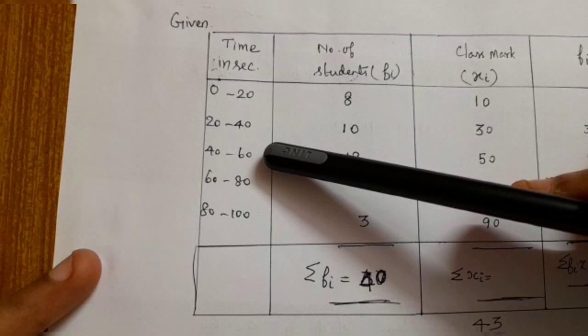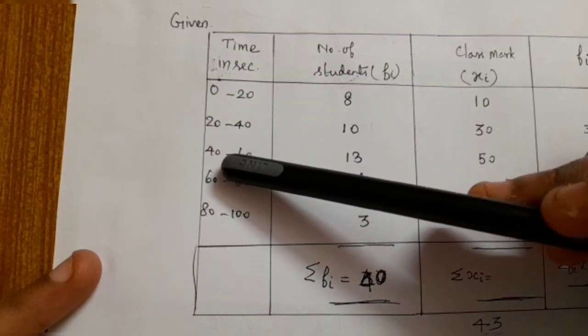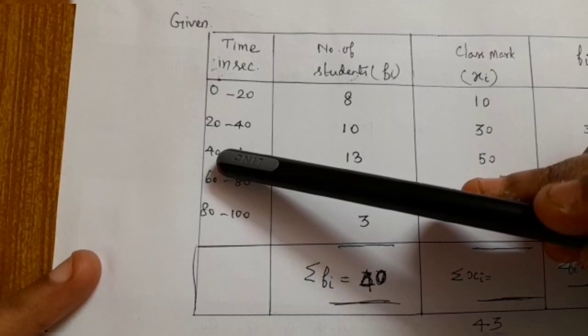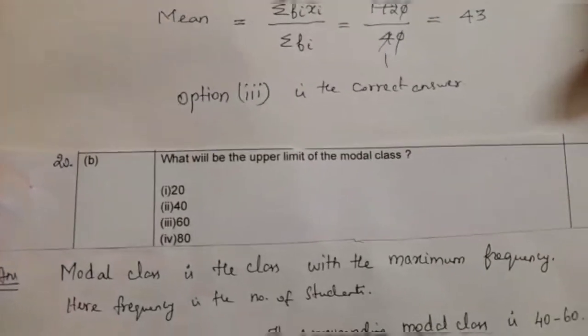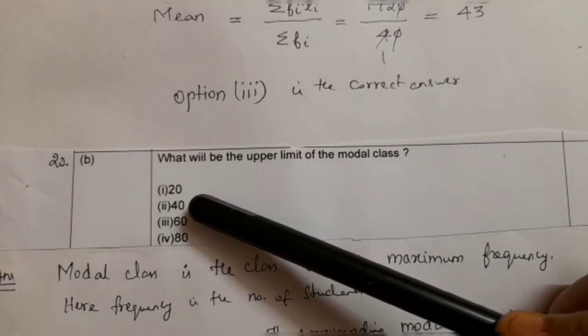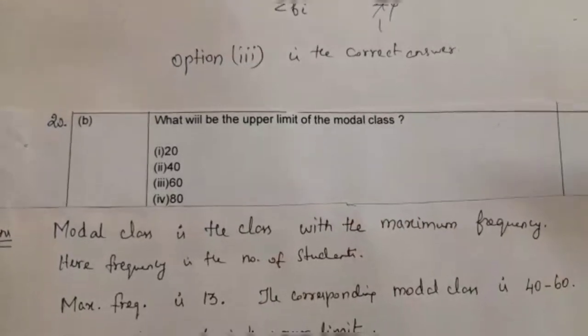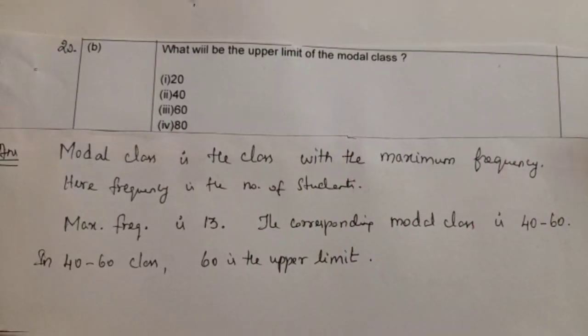In the question it is asked, what is the lower limit of the modal class? The lower limit of the modal class is 40. So 40 is the correct answer for this question.